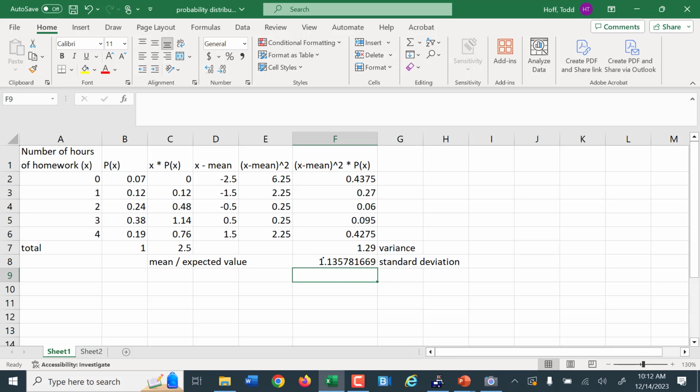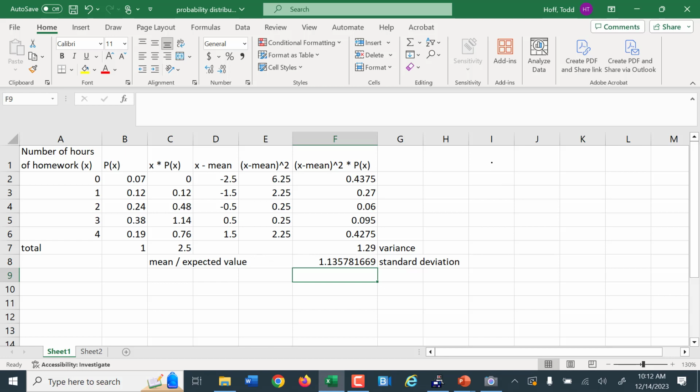So that is the process for finding the mean, the variance, and the standard deviation of a probability distribution. We went through that pretty fast here, so in the video, if you need to go back and pause and whatever to get those steps down, please feel free to do that.